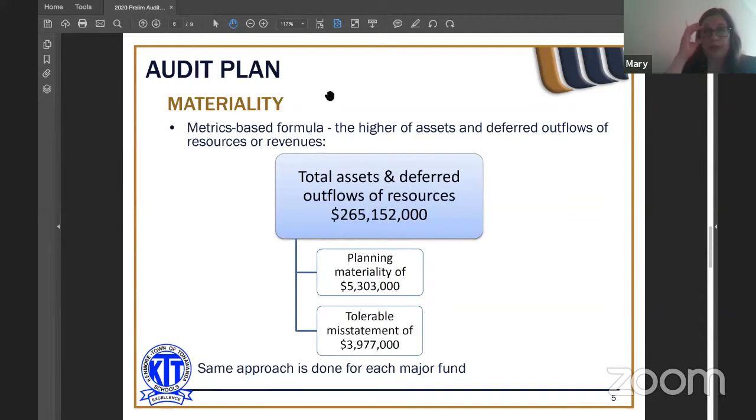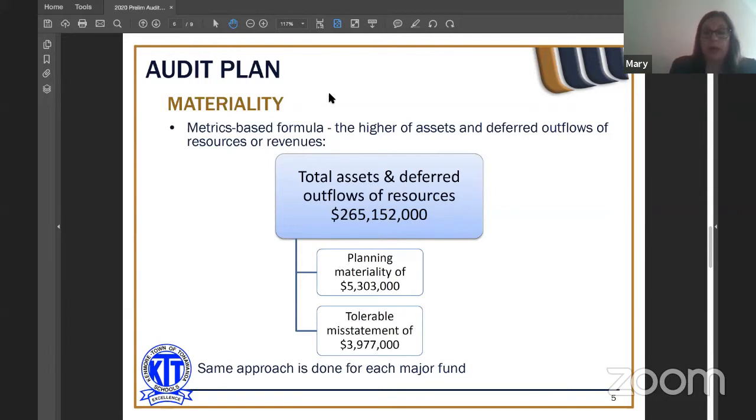An audit is designed to place an opinion on the financial statements. We can't look at every transaction, and we have to have a cutoff somewhere. So we work with materiality. So the example I have here is on a district-wide basis, if we took your total assets and your deferred outflows of resources, and we took 2% of that number, we get down to our planning materiality. That helps us to decide or to zero in on some of the more important or riskier areas.